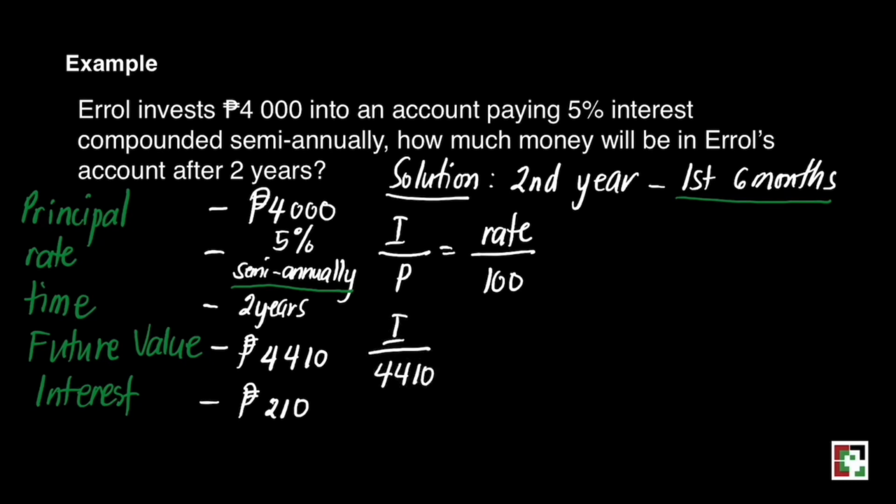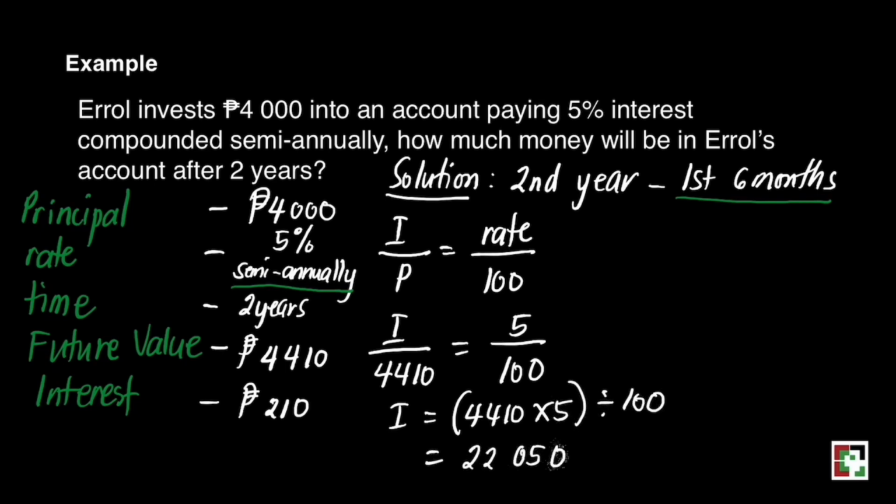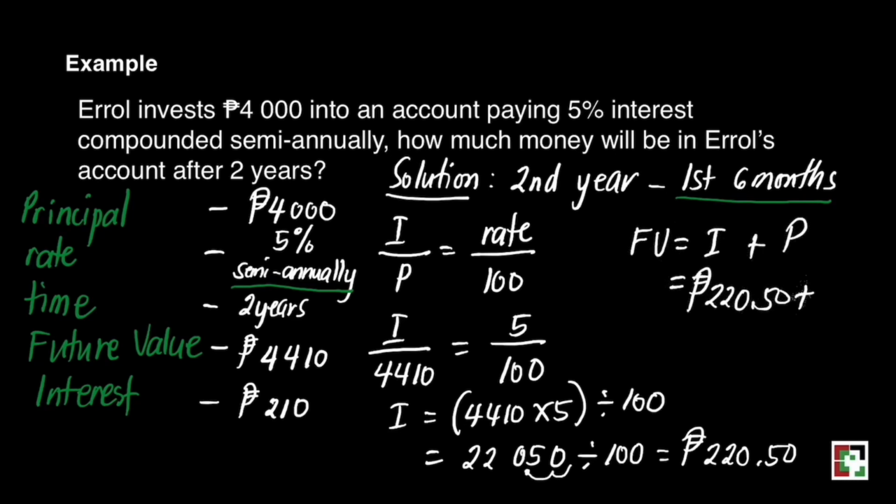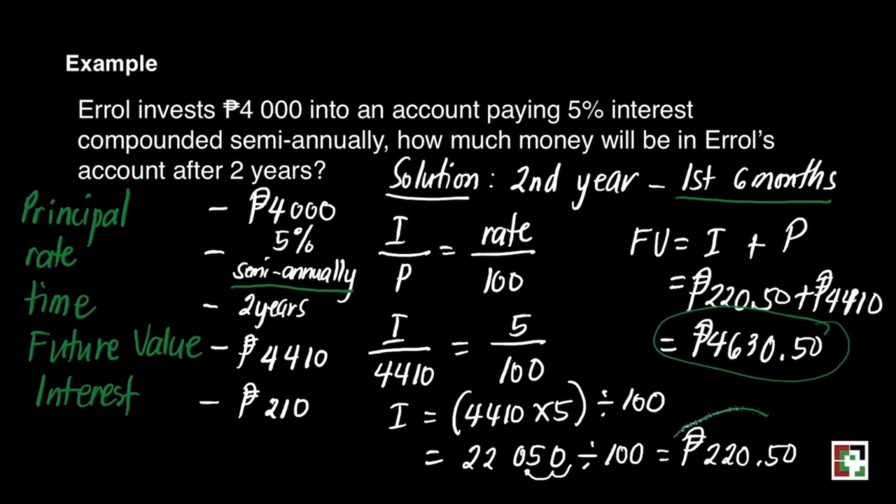Let's substitute. That's I over 4,410 is equal to 5 over 100. 4,410 times 5 is equal to 22,050 divided by 100. That will give us 220 pesos and 50 centavos as our interest. Now let's solve for the future value. Let's add interest to the principal. That's 220 pesos and 50 centavos added to 4,410. That will give us 4,630 pesos and 50 centavos for the first 6 months of the second year.